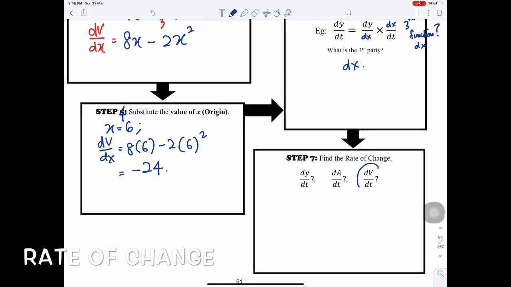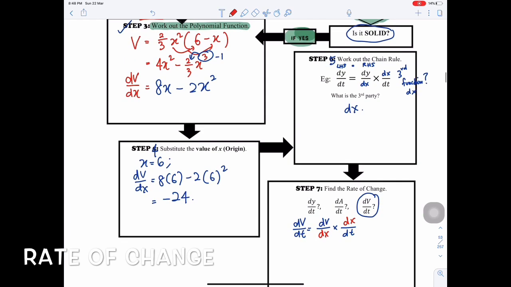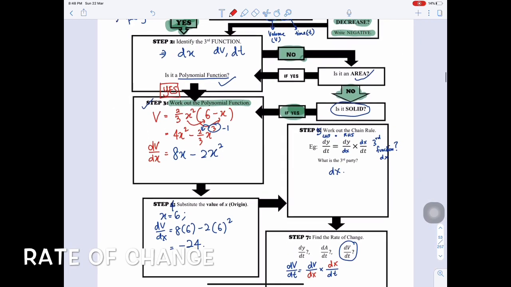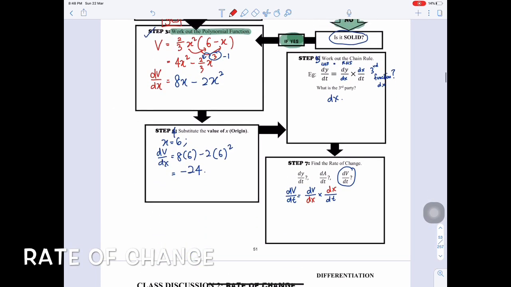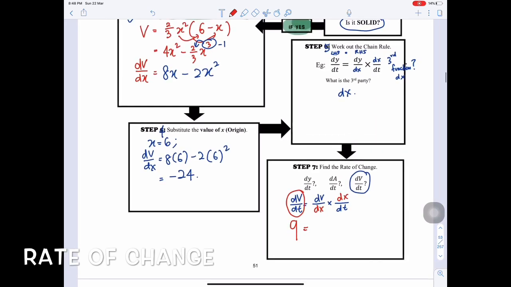From the information, it is about volume. Therefore dV/dt, with dV above and dt below. What is the third part? dx. From the information given, you know dV/dt equals 9, and dV/dx equals negative 24 times dx/dt.